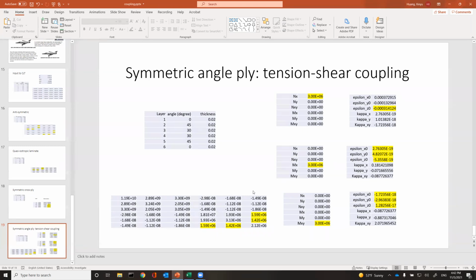Who has done all these 3 cases? Do you get the same curvature?